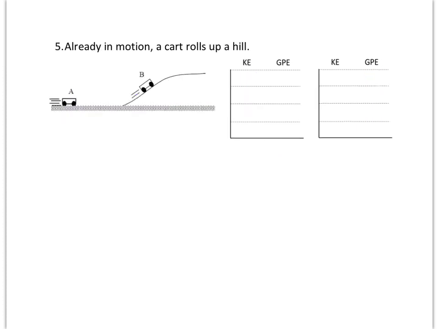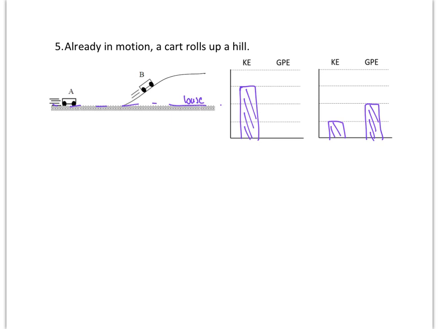And then the final example, already in motion, a cart rolls up a hill. So if you look at this one, it's different than the one before because this one is moving and it also has height. So we're going to make the ground the base level once again. At A, it's moving. At B, it has both types of energy. So it's moving and it has height. All I need to be careful of is that I went 3 lines high here. 1 line plus 2 lines is 3 lines. So the total amount of energy we have here has to equal the total amount of energy we have there.